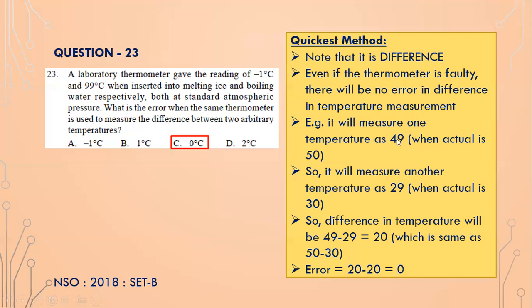Say if the actual temperature is 50, the thermometer may measure it as 49. But for 30, the thermometer will measure 29, one less. So what is the difference? The actual difference is 50 minus 30, which is 20. And the measured difference is 49 minus 29, which again is 20. So the error is zero, because 20 minus 20 is zero. So in the difference of temperatures, the error will be zero. But for absolute measurement, the thermometer will have some error, it may have an error of one degree.